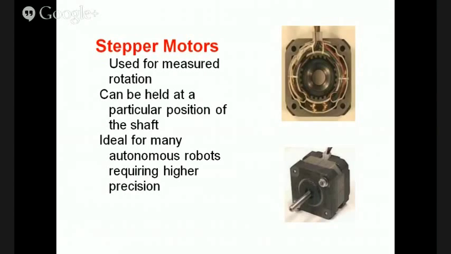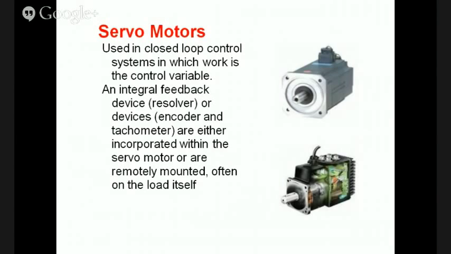Servo motors, these are small motors used in closed loop control systems in which the work is the control variable. An integral feedback device, an encoder and tachometer, are either incorporated within the servo motor or are remotely mounted, often on the load cell.